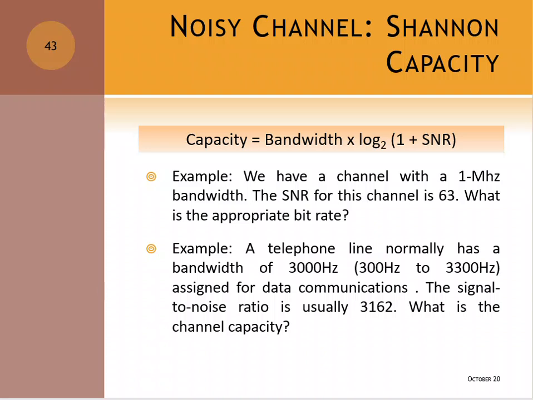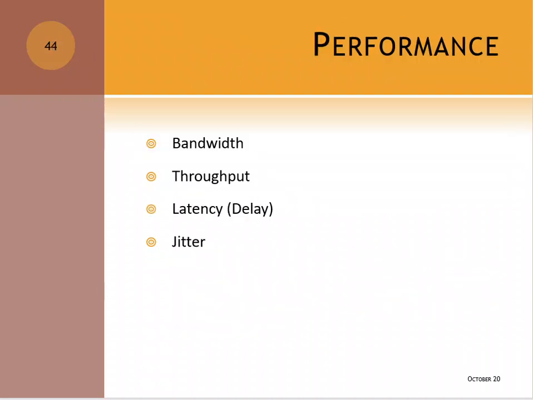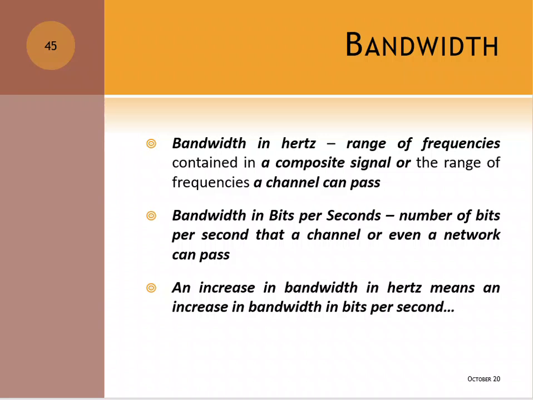Next, okay, now we talk about performance. Okay, performance of the transmission considers bandwidth, throughput, latency, and jitter. Okay, these 4 elements. So what is bandwidth? Bandwidth tadi kita kata the difference between the maximum frequency and the minimum frequency. So bandwidth in hertz, okay, bandwidth actually we can express in hertz or bandwidth in bit per second. So bandwidth in hertz means a range of frequencies contained in a composite signal, or the range of frequencies a channel can pass.